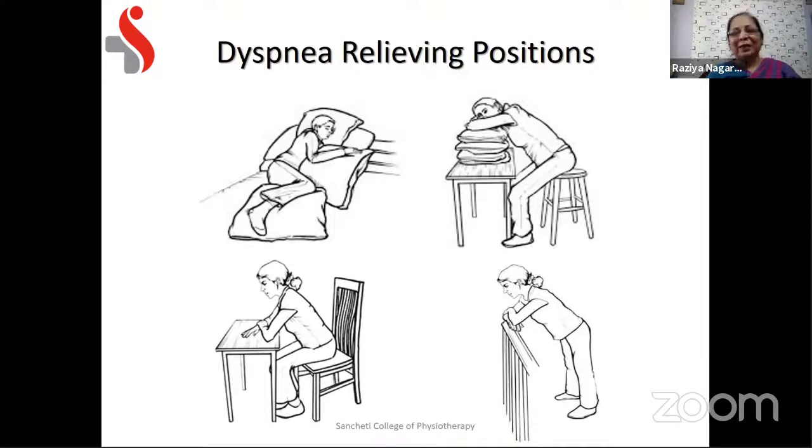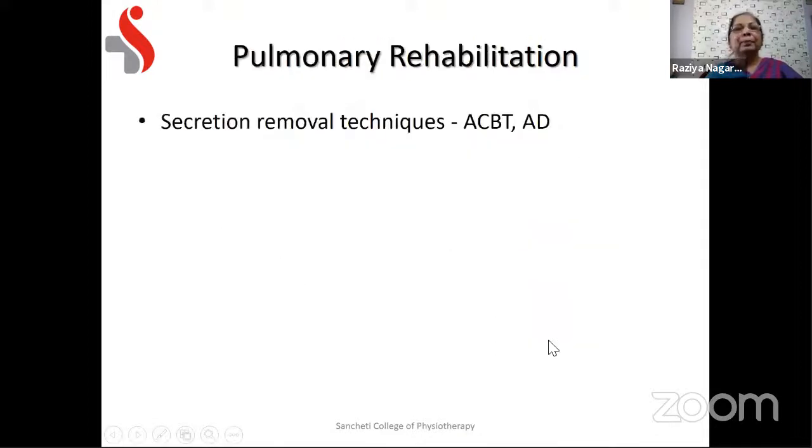Or when you are sitting on a high stool, you can again go down on your hands with a pile of pillows. If you don't have pillows, just put yourself on the desk and lean forward. Or you are standing, working in the kitchen, or maybe working anywhere, or you are out and you are feeling breathless, just take any support and lean forward. This will help you in relieving your dyspnea.